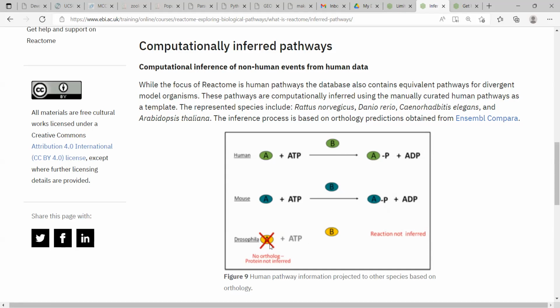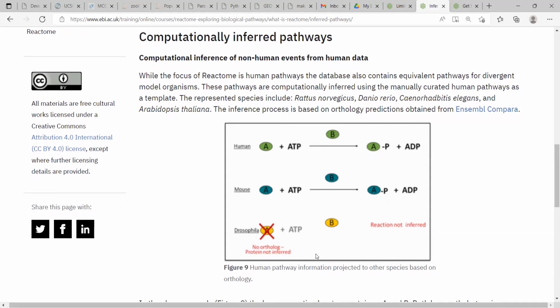So ultimately, what will happen? This set of reactions will be absent. So you can infer that B, if it is present in this Drosophila, is involved in some other function, not in this function. That is very much obvious. So this kind of computational prediction you can do by using the data.